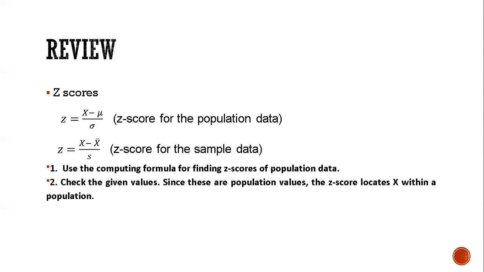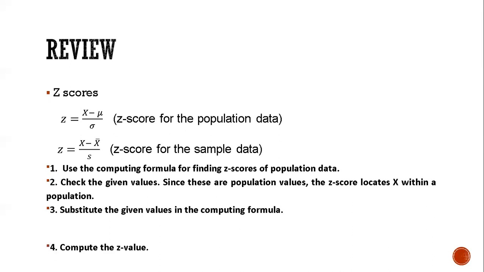Then step 2, we're going to check the given values. So ano yung mga given, ilalagay lang natin for step 2. Step 3, syempre dahil may given natin, same time meron tayong formula, we're going to substitute the given values into the computing formula. So substitute lang natin. Then for step 4, compute natin yung z value. So i-simplify na natin. So unahin natin subtraction sa numerator, i-divide sa denominator. So ayun na yun mismo ang ating pagkuha ng z-scores.